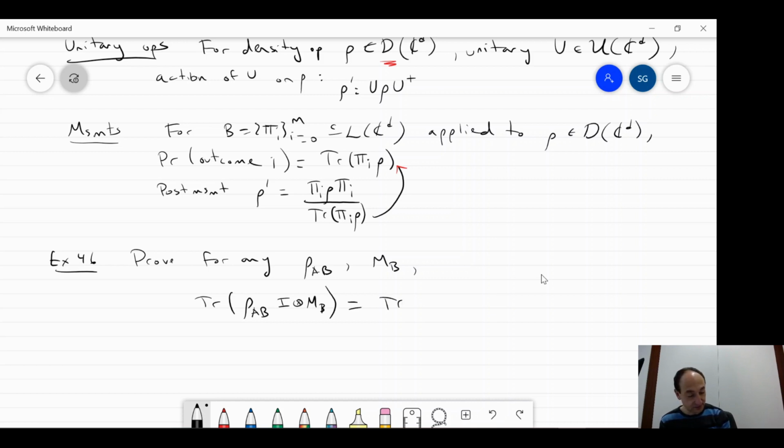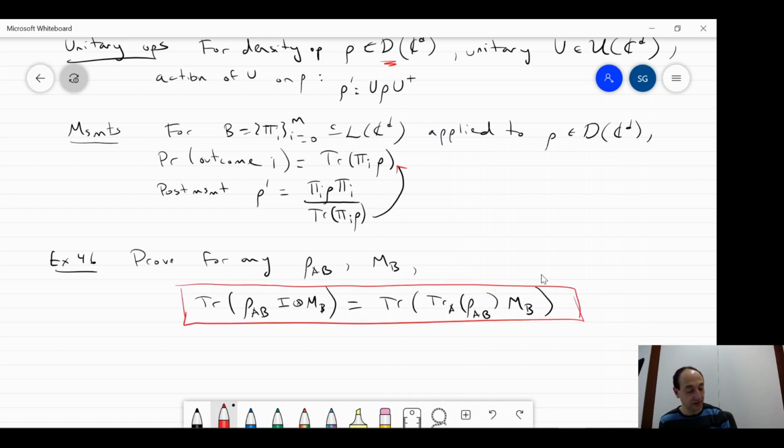That's equal to the trace of the partial trace over A of rho_AB times M_B. Okay, prove this. So what is this really saying, by the way? If I think of M_B as some measurement outcome on the second system, then this is saying that I have a joint system, and I'm just measuring one half, and I want to know the probability of hitting, let's say, Pi_i, the ith outcome. Intuitively, that's completely equivalent to first throwing out the system you're not measuring. I'm not measuring A.